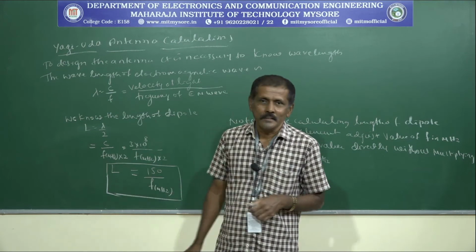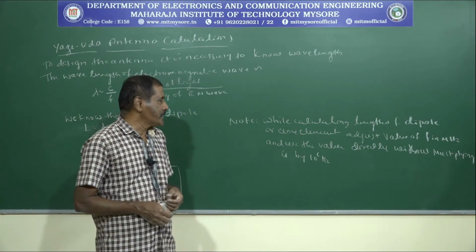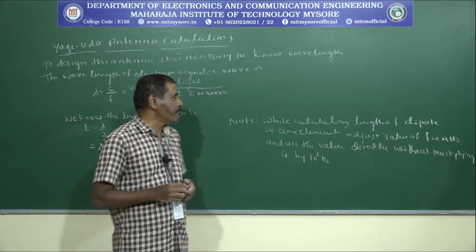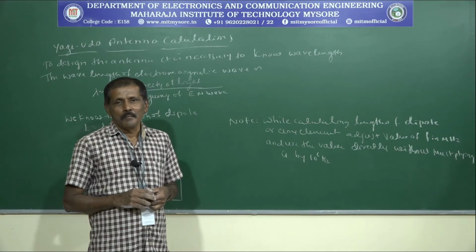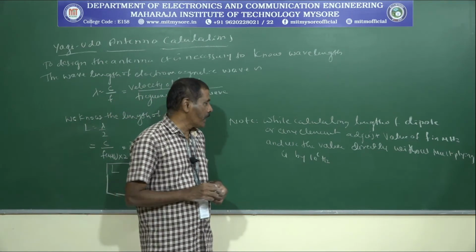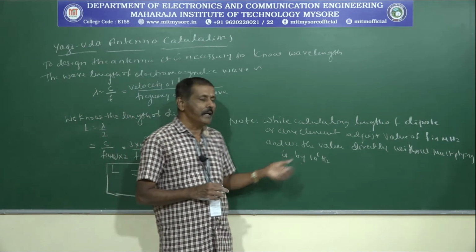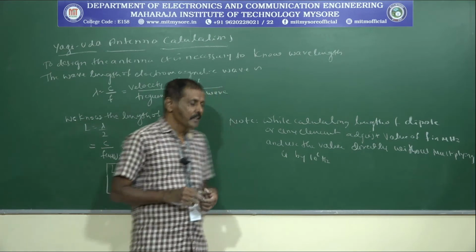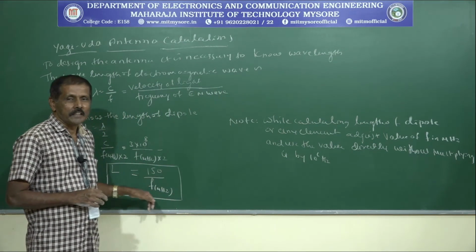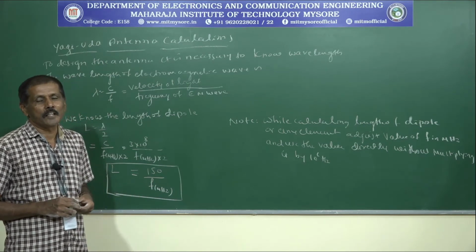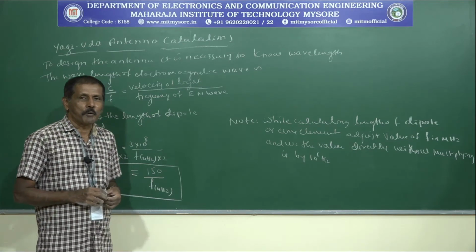From this equation, make a note that while calculating the length of the dipole or any element, express the frequency f in megahertz and use the value directly without multiplying it by 10 to the power of 6. That means whenever you are including the frequency here, just write the frequency value, but don't multiply it by 10 to the power of 6.